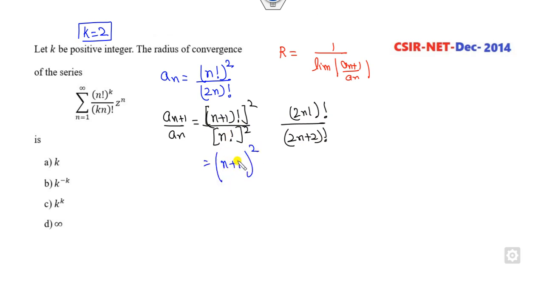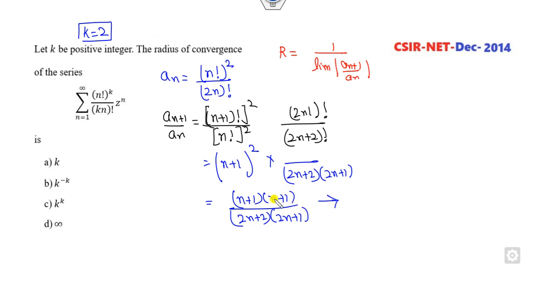N plus 1 will be pending, and this I can write as 2n plus 2, 2n plus 1, and 2n will be cancelled out. So I can write this as n plus 1, and 2n plus 2 and 2n plus 1. So if I divide numerator and denominator by n square, the limit will be 1 by 4. So if I substitute here, 4 is the right answer.